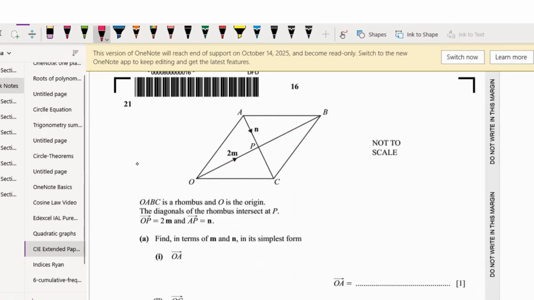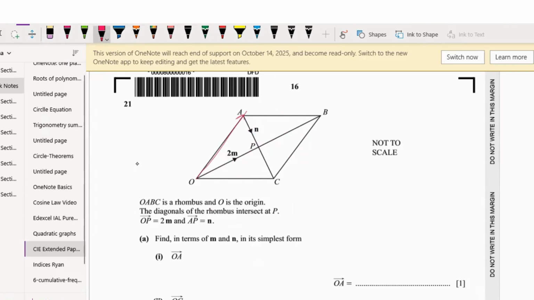The diagonals of the rhombus intersect at P. So this is the point where they intersect, okay? OP is 2m, O to P is 2m, AP is n, A to P. The direction from A to P is n vector. Find, in terms of m and n in its simplest form, OA. So we gotta find OA, O to A. So this is the length we wanna find now.